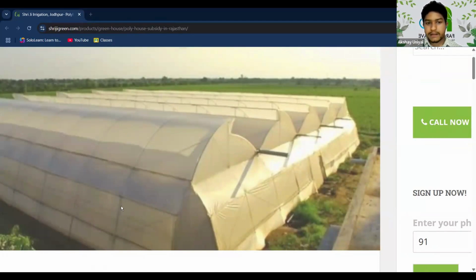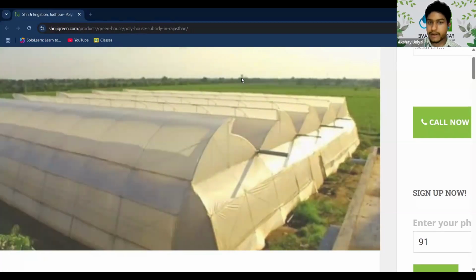Okay, and you see the sides. These sides are rollable curtains, which you can open up, so the cold air can run in from here. So the cold air will run in from here, and the hot air will rise up and get out of these heighted ventilation ducts. So this is what we call a naturally ventilated polyhouse.